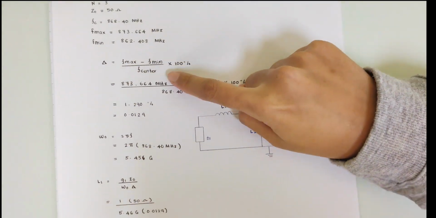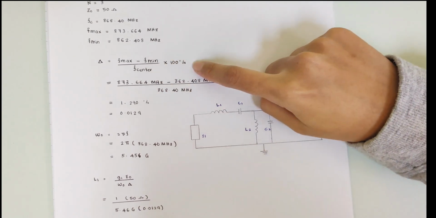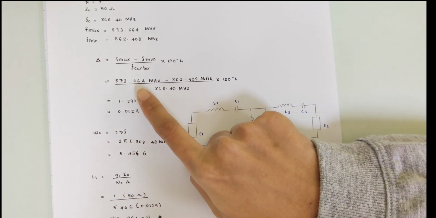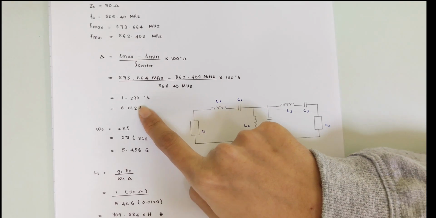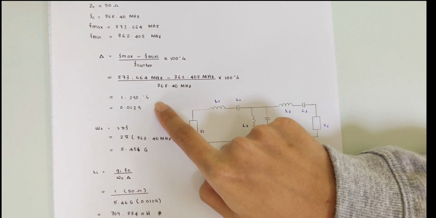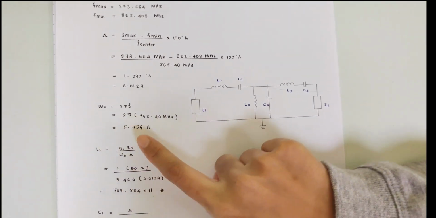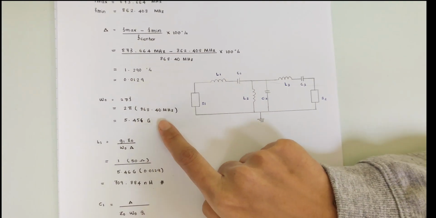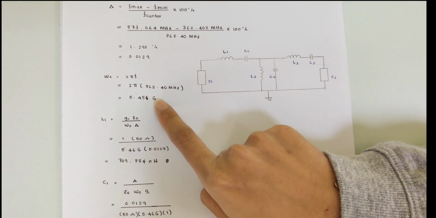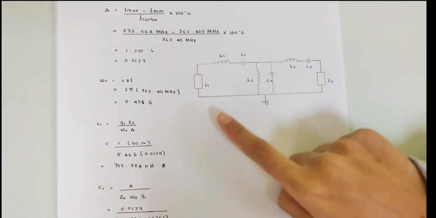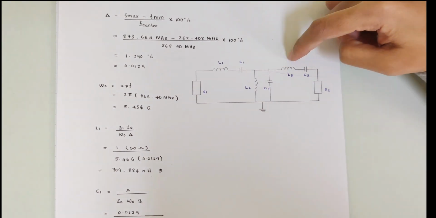For the delta, the formula is F max minus F min, divided by the center frequency, times 100%. So we take F max minus F min and divide by F center, and we get 1.290%, and then we convert it to 0.0129. For omega, we use 2 pi f, where f is the center frequency, and we get 5.456 gigahertz. Then we start to calculate our components, which are L1, C1, L2, C2, L3 and C3.